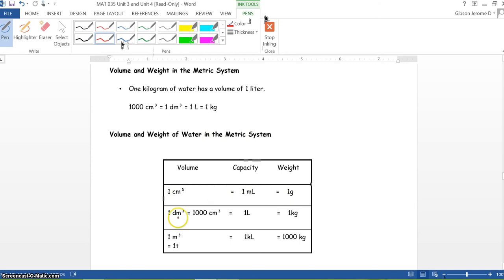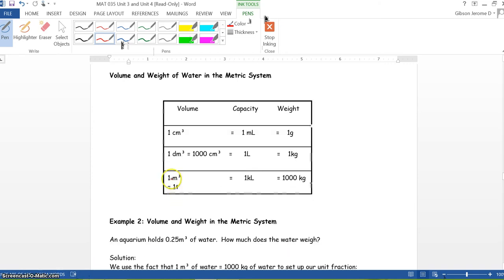As you see here, we have the different measures. We go from cubic centimeters to milliliters to a gram. We go from cubic decimeters to cubic centimeters to liter to kilogram. We go from cubic meters to 1,000 liters and 1,000 kilograms. And we also have here that a cubic meter is equal to 1 metric ton.